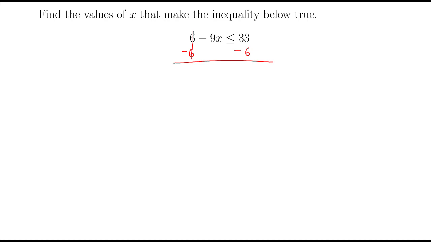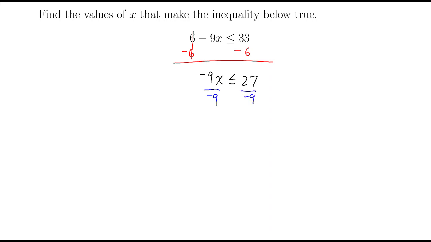6 minus 6 is 0. 0 minus 9x is negative 9x. And that is less than or equal to 33 minus 6, which is 27. Okay, here's a tricky one. I'm going to divide both sides by negative 9. I don't think anyone will object to that.